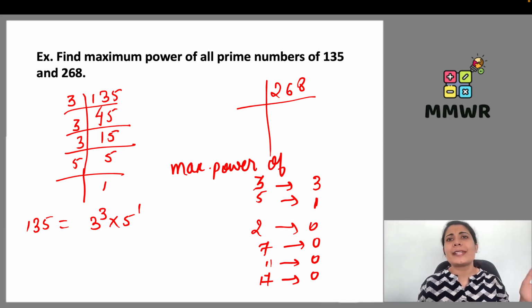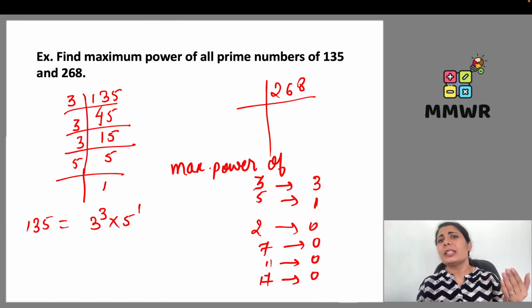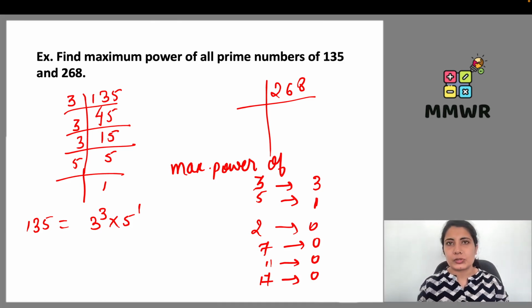It does not mean always we will be getting the same power whatever the base is. 3 की power 3 हमेशा ही नहीं होगा. It can be 3 to the power 2 multiplied by 5 also. Right? 5 has only one power, 2 has power 0. So this way we have to find out the powers.